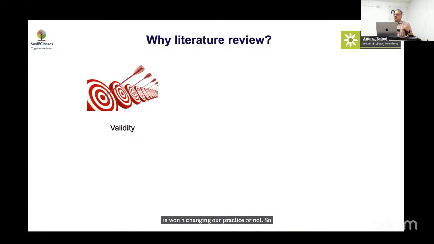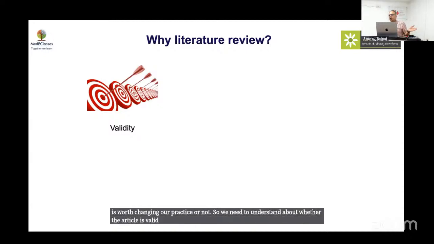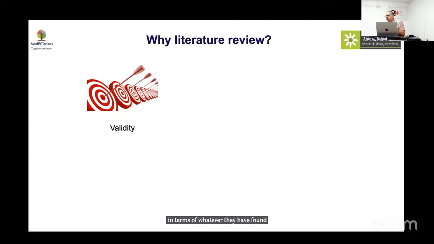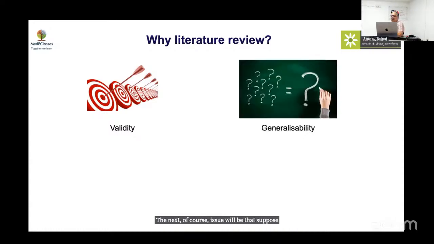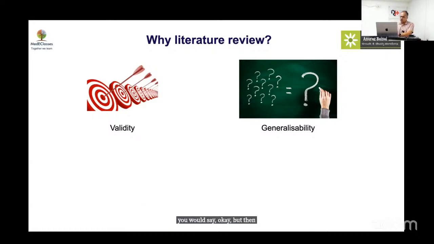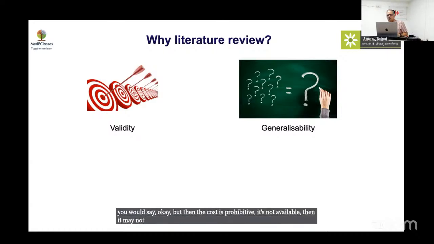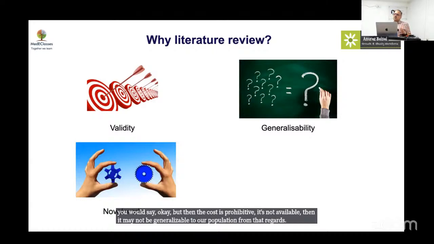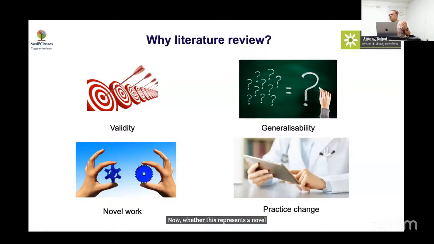So we need to understand whether the article is valid, in that whatever they have found is close to the truth. The next issue is, suppose it is valid, whether it is applicable to our setting or not. If somebody tells you that teplizumab is available, which can delay the onset of diabetes by a few weeks, you would say, okay, but the cost is prohibitive and it's not available, so it may not be generalizable to our population. Then, whether this represents novel work and whether we should really change our practice or not.